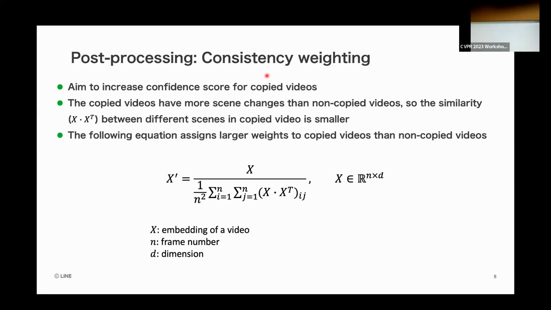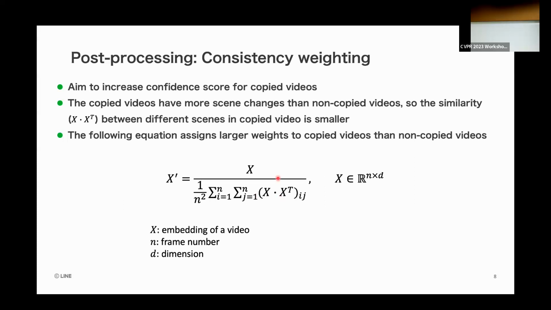After the extraction of frame features, we apply 2 types of post-processing. The first one is consistency weighting. The goal here is to increase the confidence score for copied videos. We found that the copied videos have more scene changes than non-copied videos, so the similarity between different scenes in copied videos is smaller than non-copied videos.